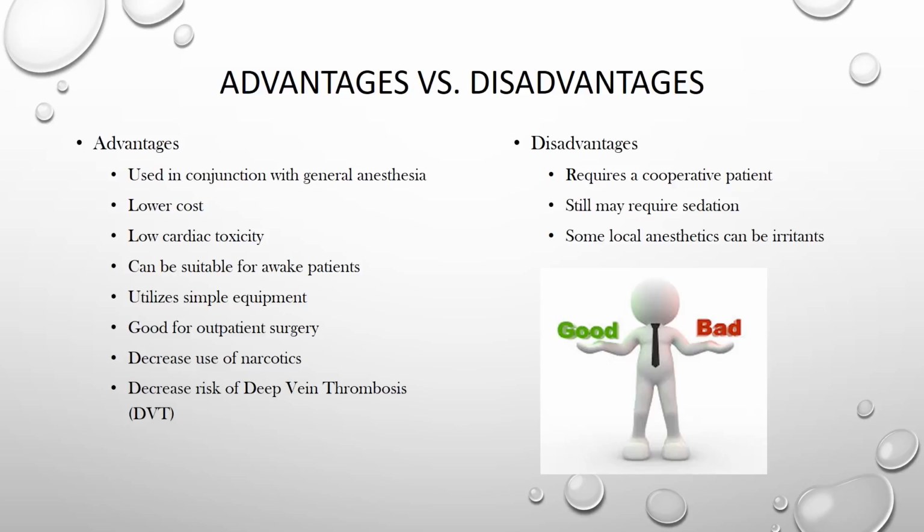The use of local anesthetics is equipped with both advantages and disadvantages. Local anesthetics can be used as a standalone anesthetic/analgesic or in conjunction with general anesthesia. Local anesthesia, when utilized by itself, has a lower cost than general anesthesia. Additionally, the use of local anesthesia can decrease the use and thus cost of narcotics. It is suitable for awake patients, so is a great option for outpatient surgery.